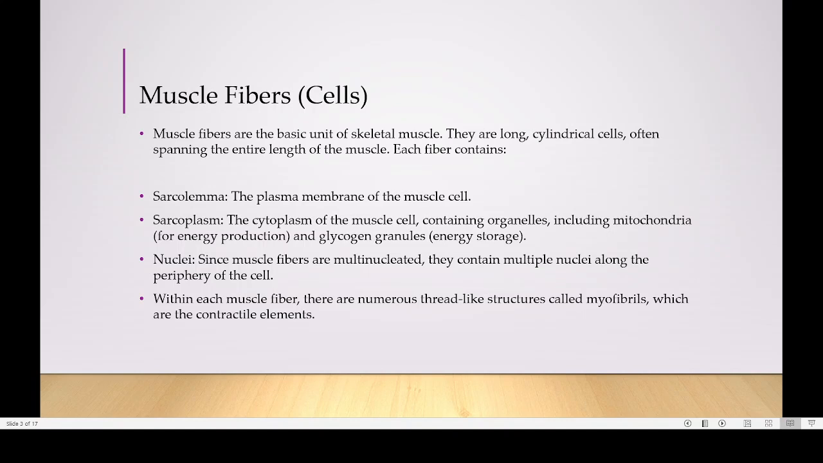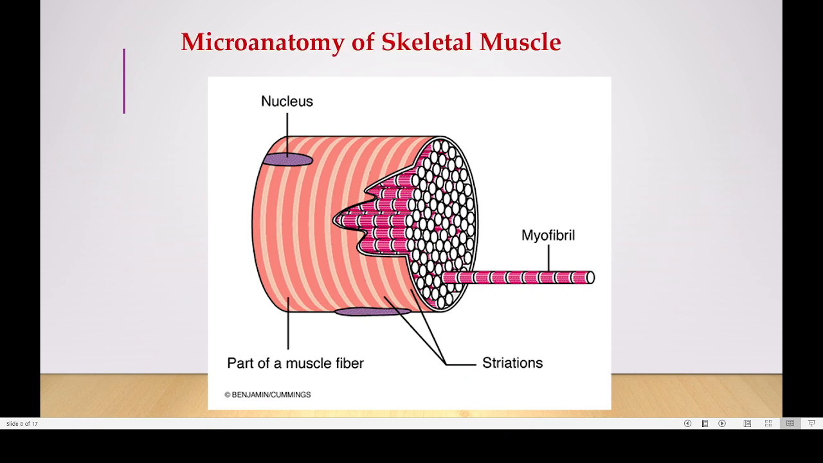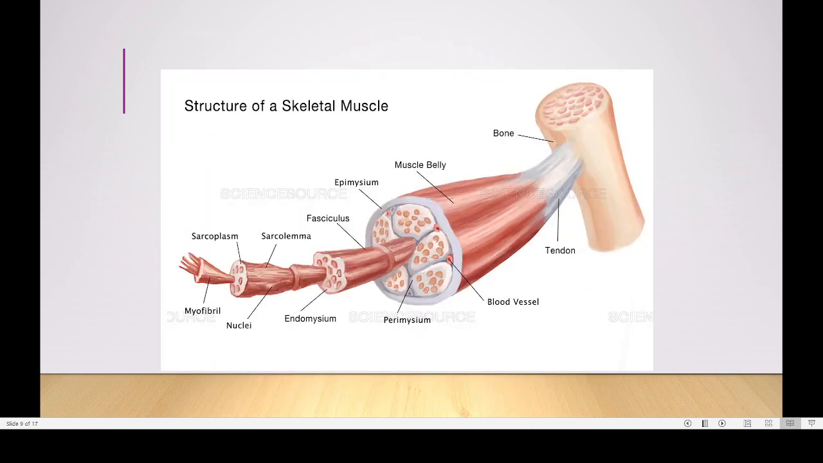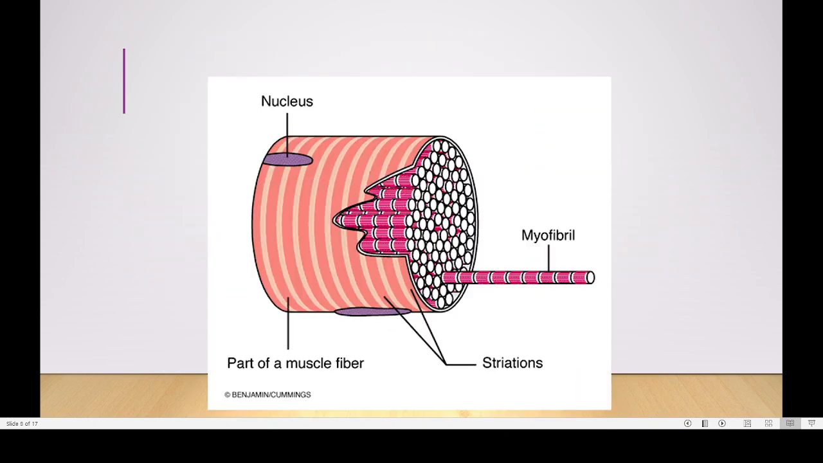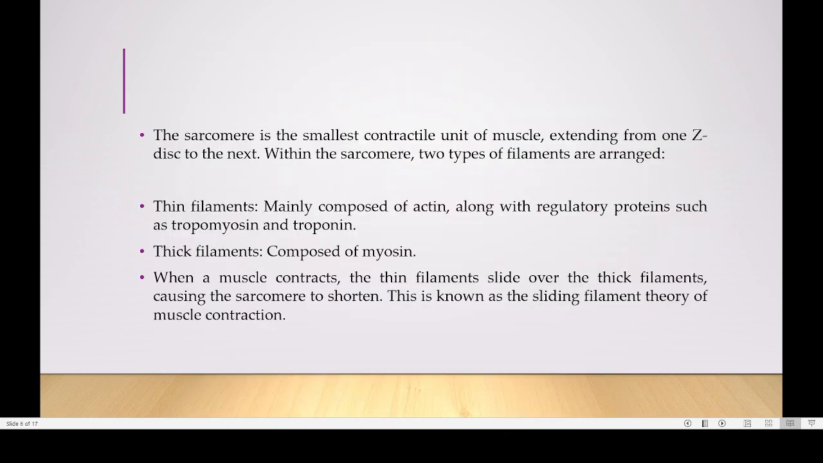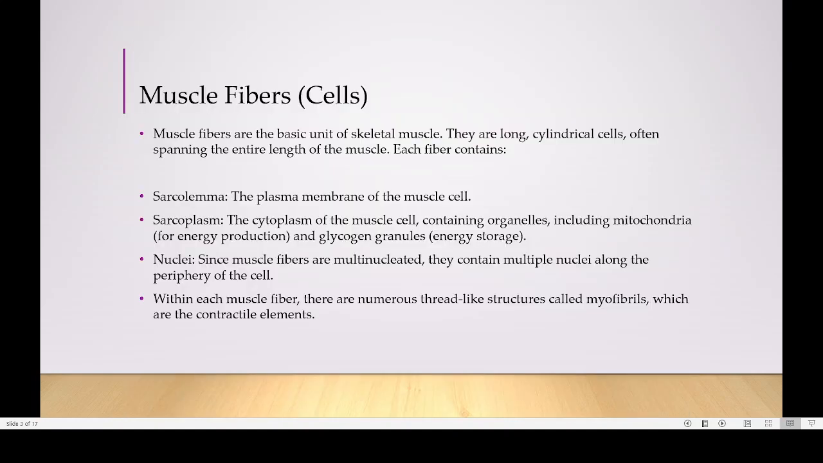These are some of the important organelles present inside the cytoplasm, or sarcoplasm, of the muscle cell. Then there is a nucleus. Since muscle fibers are multinucleated, they contain multiple nuclei. That is one important feature of the muscle cell: more than one nucleus is present in each muscle cell. That is a peculiarity of a muscle cell. Then the next point regarding the muscle cell is that there are myofibrils, about which I will tell you slowly.